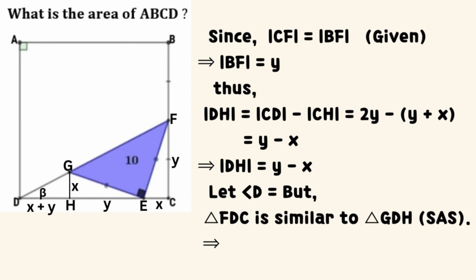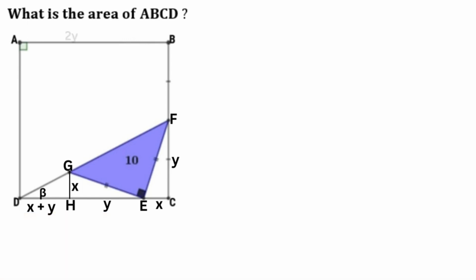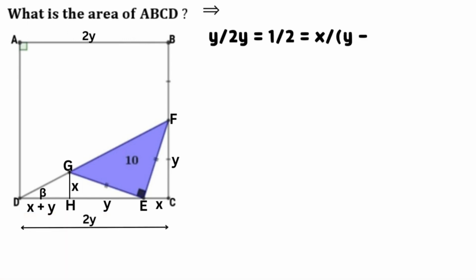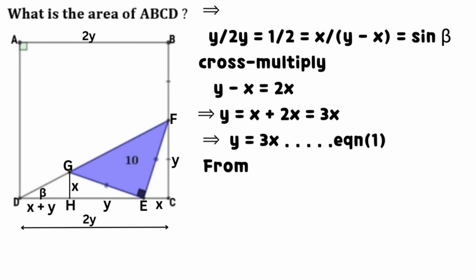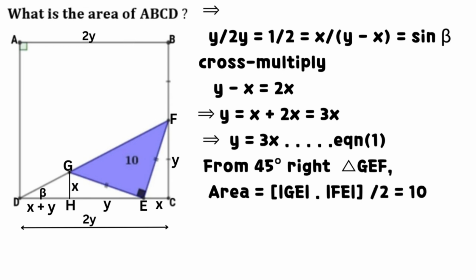Let angle D equal beta. Triangle FDC is similar to triangle GDH. It is side angle side. This implies that y divided by 2y, which equals half, equals x divided by y minus x, that is equal to sine beta. Cross multiply: y minus x equals 2x. Thus, y equals 3x. We call this equation 1.